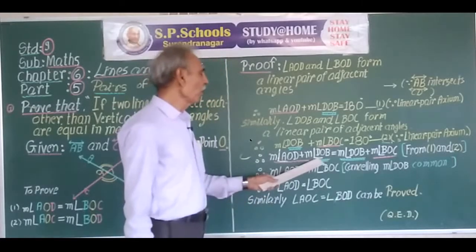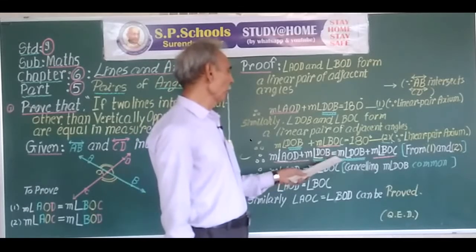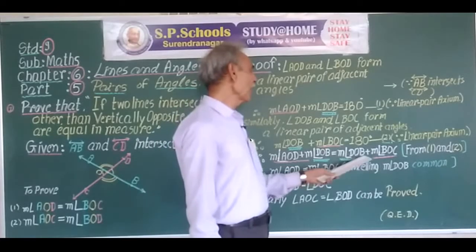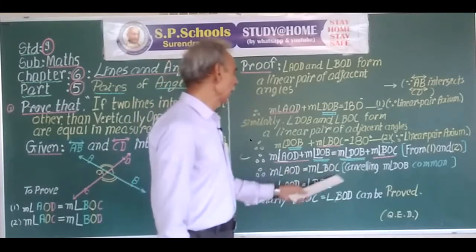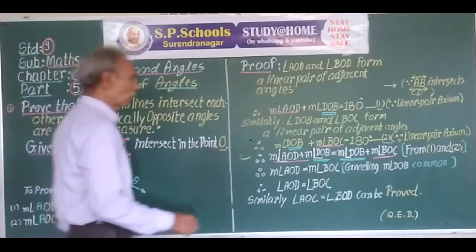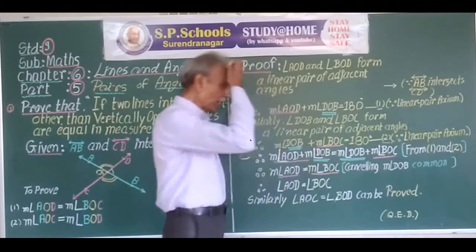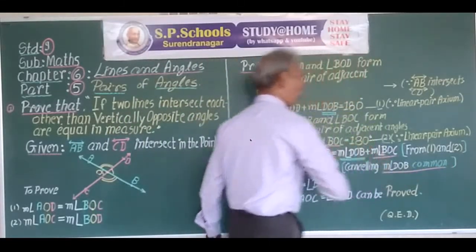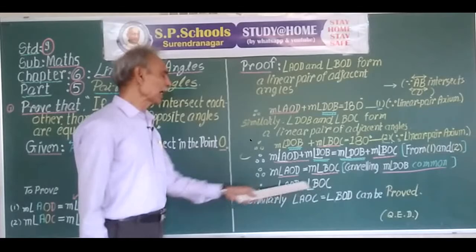Therefore, removing these two terms, measure angle DOB, from the left side and the right side of the equality, we get measure angle AOD equal to measure angle BOC, the remaining things. The remaining quantities are always equal when we subtract equal quantities from both sides of an equality, cancelling measure angle DOB, which is common on both sides. As the measures of the two angles are the same, we can say that the angles are the same.